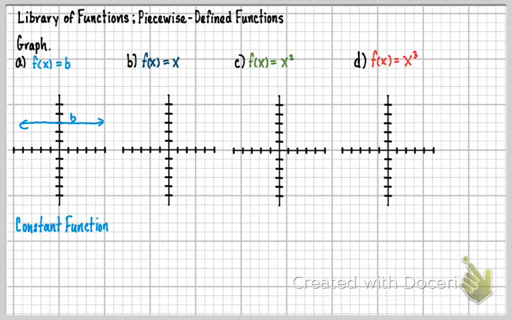Now this next function is f of x equals x. So that's like y equals x. So that's going to give us the line, and that's the graph there. And they call this the identity function.